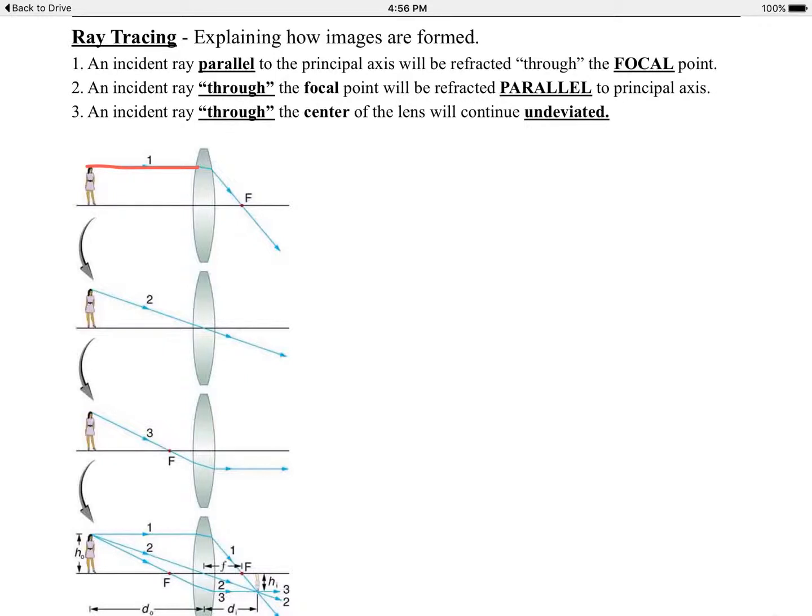Now, in real life lenses, it bends twice. What I normally show is a single bend in the middle of the lens, even though that's fallacious. The ray they're showing you here is a double bend. It bends when it goes in and when it comes out. But we're not going to get that particular. It doesn't really matter that much. But when the light goes through, it bends through the focal point.